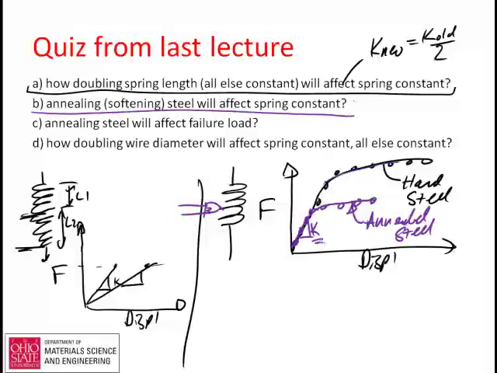So the answer to this is no, it won't change the spring constant, but it reduces strength. Does annealing steel affect the failure yield? Yes, and again, you can test this. And how does doubling the wire diameter affect the spring constant, all else constant? And this again should make K larger. It should take more force to get the same displacement.